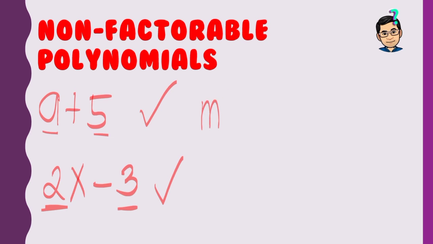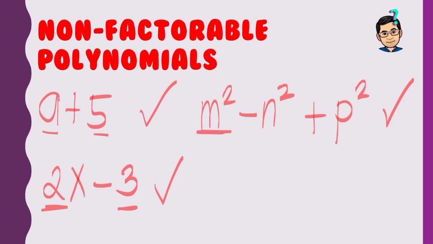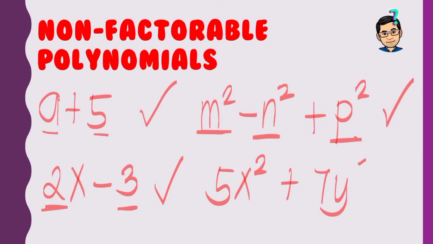So, this is also a prime polynomial. M squared minus n squared plus p squared. This is also a prime polynomial. It's because hindi natin mapafactor yung mga variable kasi magkakaiba. And then last example, 5x squared plus 7y cubed. Ayan. So, anong greatest common factor ng 5 and 7? 1. And x squared and y cubed, magkaibang variable. So, this is also a prime polynomial.